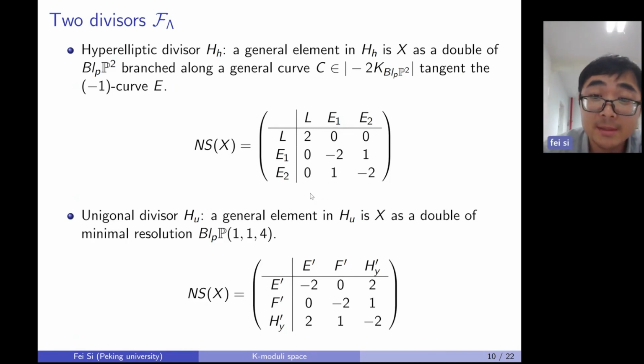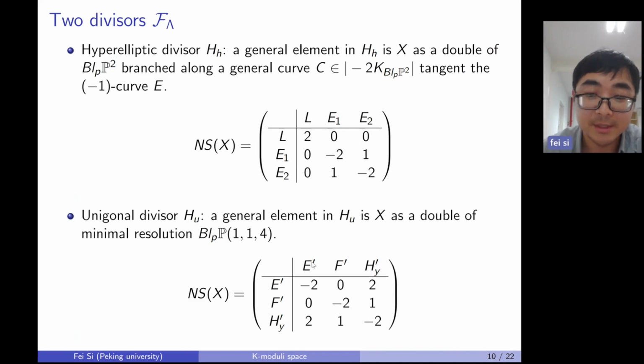It parameterizes the paired points of some K3 surface obtained by the double cover of the minimal resolution of blow up of P(1,1,4). If you're familiar with the degeneration of P2, you know that P(1,1,4) is just a degeneration of P2. So blow up of P(1,1,4) at 1 point will give you a degeneration of P2 blow up 1 point. Then you can also compute its Lazy group. It will look like this.